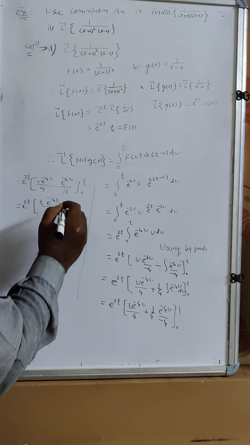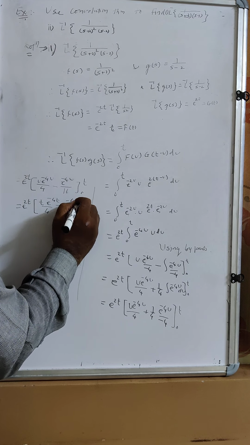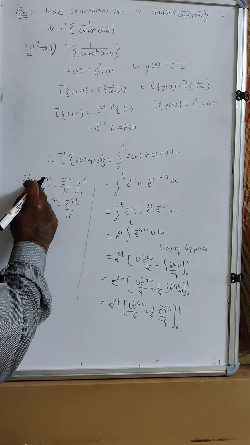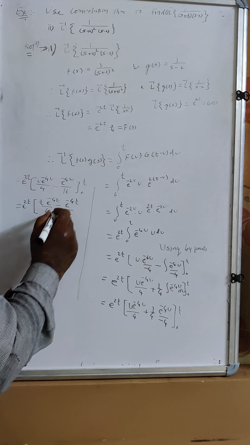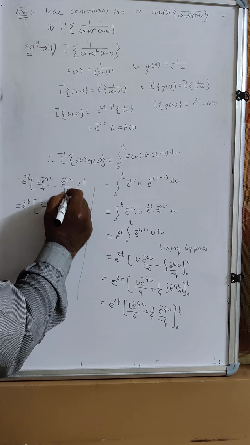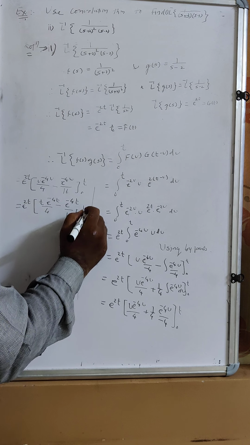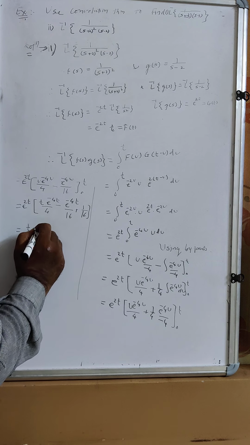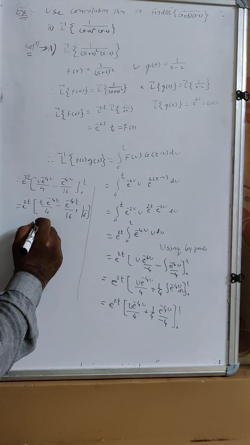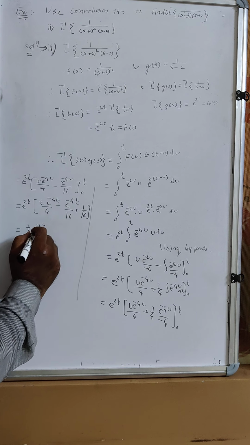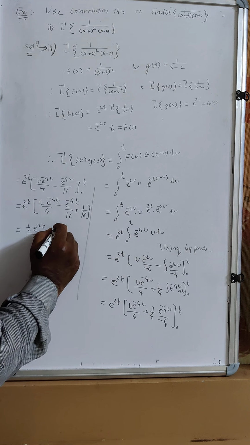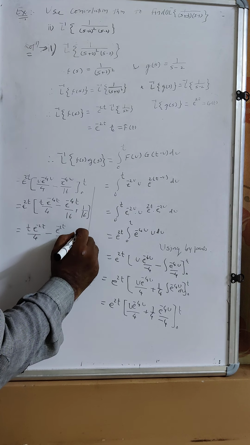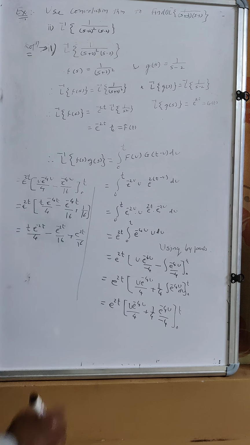e raised to 2t, t e raised to minus 4t upon 4 minus e raised to minus 4t upon 16. Here for the lower limit 0, this term vanishes, minus minus becomes plus, e raised to 0 is 1 by 16. This is equal to t e raised to 2t into e raised to minus 4t, that is e raised to minus 2t upon 4, minus e raised to minus 2t upon 16 plus e raised to 2t upon 16.